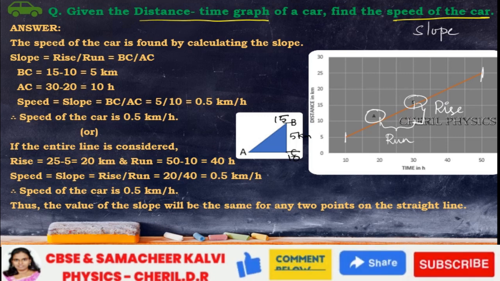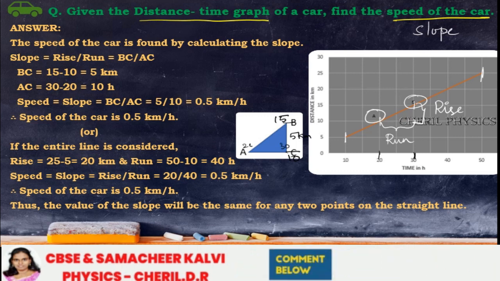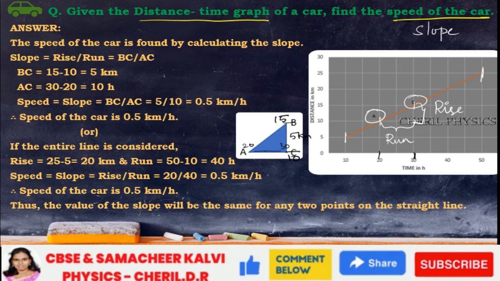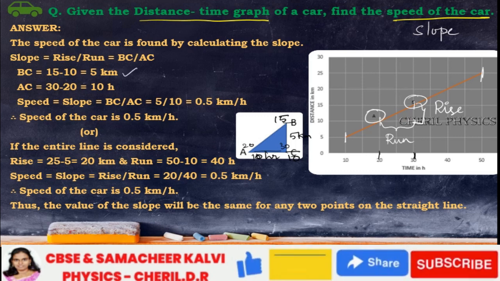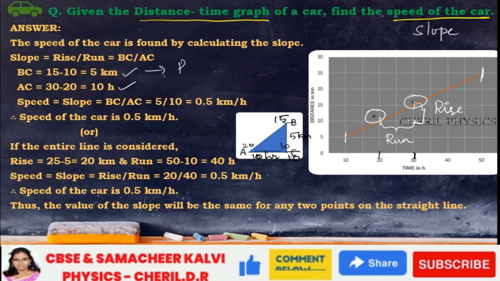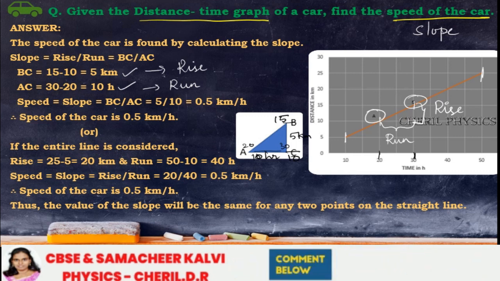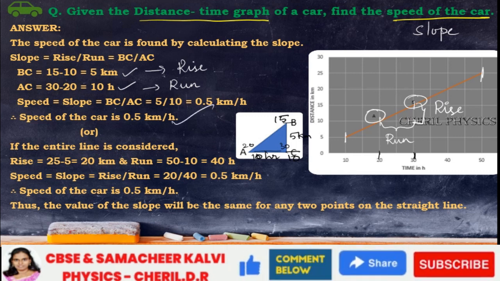Likewise for the run, we have 30 and here 20. So this distance would be 10 hours. Time is in terms of hours. So we've got both BC and AC. Your BC is your rise and AC is your run. So what is rise by run? 5 by 10, which is 0.5 kilometer per hour.